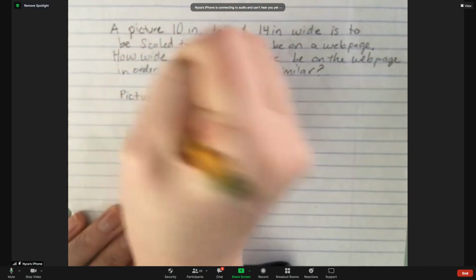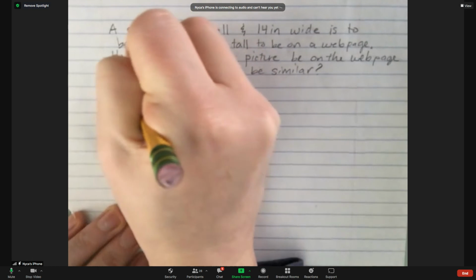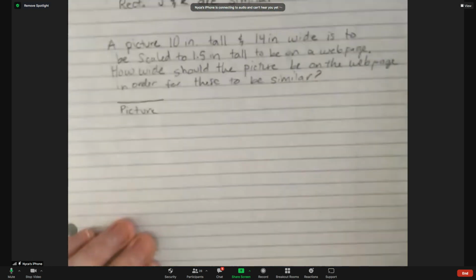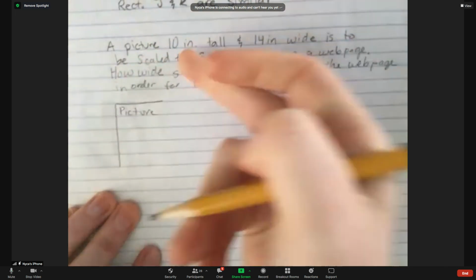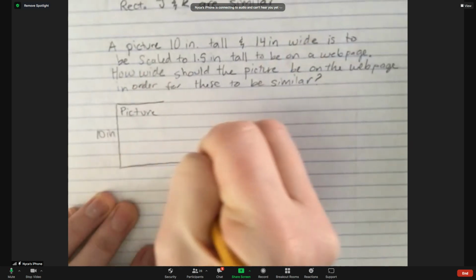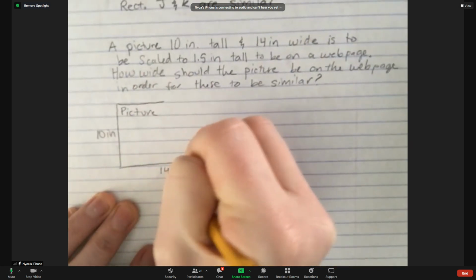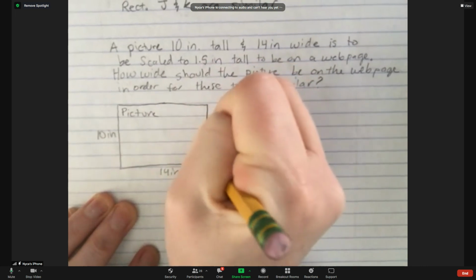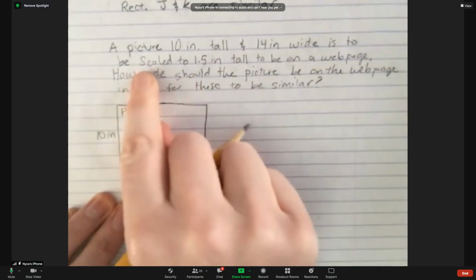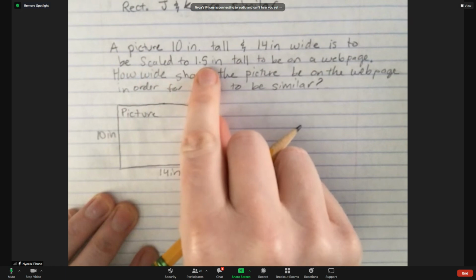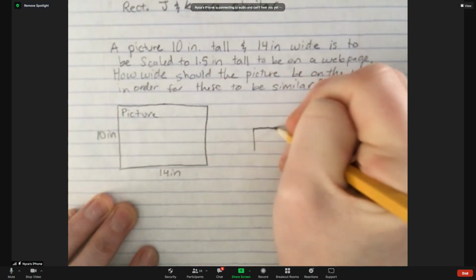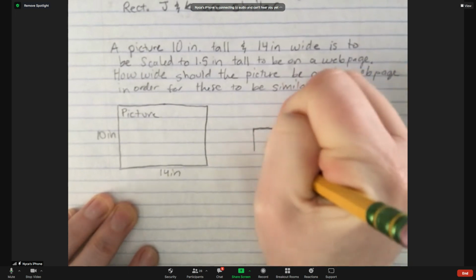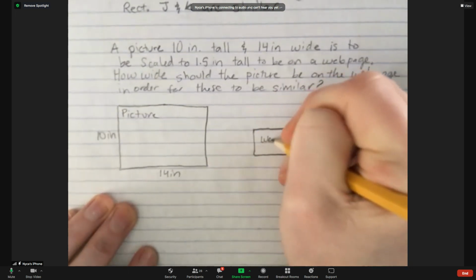So my first one is going to be a picture. And that, instead of J, I'm going to write picture there. And this guy has to be 10 inches tall, so 10 inches, and 14 inches wide. So it's actually wider than it is tall. Okay, that's the picture. And it is to be scaled to 1.5 inches tall. Ooh, that's going to be really small. And this is for the web page.